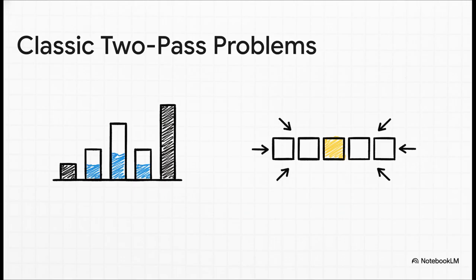For a problem like trapping rainwater, you absolutely need to know the max height to the left and the max height to the right. And for product of array except self, you need the product of everything to the left and everything to the right. Both of these are just perfect use cases for the two-pass carry forward.